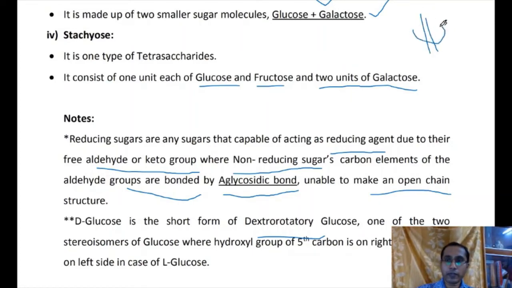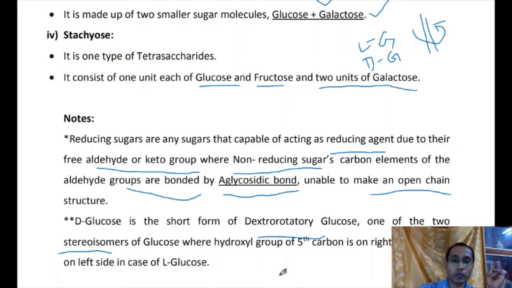Dextro means clockwise, and levo means L-glucose is also there, but in nature the number of L-glucose types is very few. D-glucose is present in the highest proportion. They are one of 2 stereoisomers: L-glucose and D-glucose are isomers of each other. You have to know this. And under isomeric conditions, the rotations will be dextrorotatory or levorotatory. That's why they are named so.